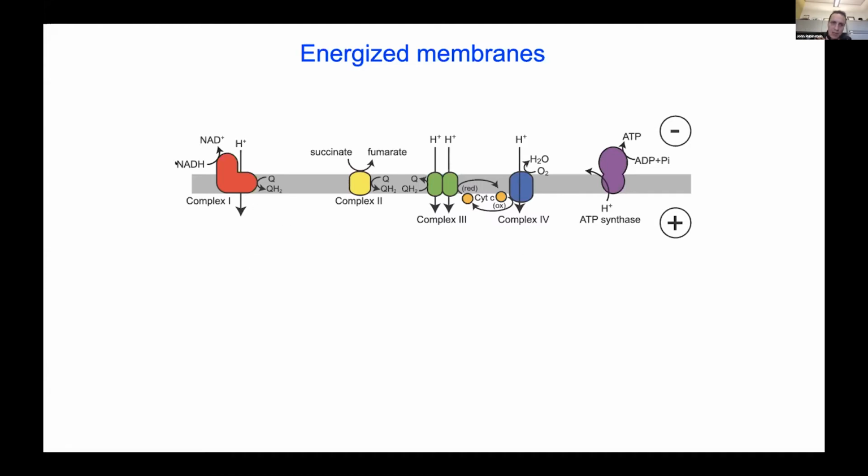So the NADH is oxidized, the electrons are passed to quinone, reducing it to quinol, or succinate is oxidized to fumarate, again reducing quinone to quinol. Quinol passes its electrons to complex 3, which then passes electrons to cytochrome C, which passes them to complex 4, and finally, the terminal electron acceptor oxygen is reduced to water. And the passage of electrons through complex 1, 3, and 4 translocates the protons that power the ATP synthase.